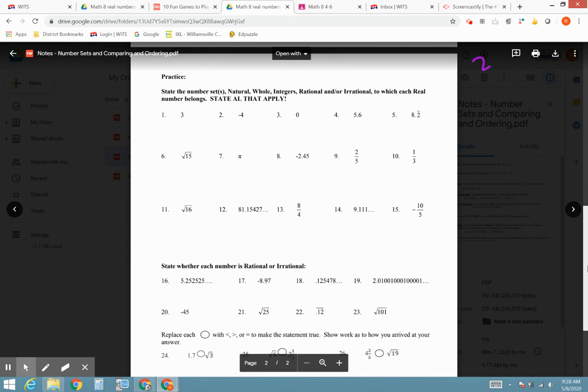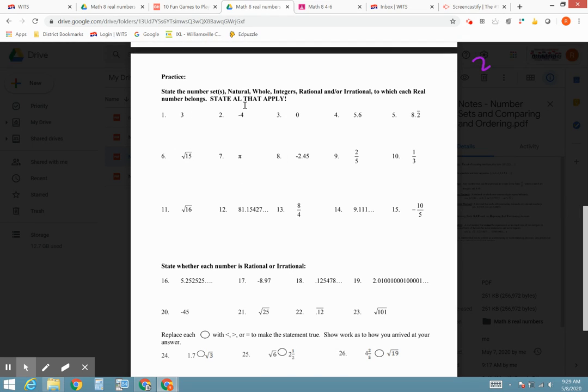So let's take a look at what we have. So we want to state what these numbers are. So we want to know, are they natural, whole, integer, rational, irrational, to which each real number belongs. So we know that they're all real. So we want to state everything that applies.